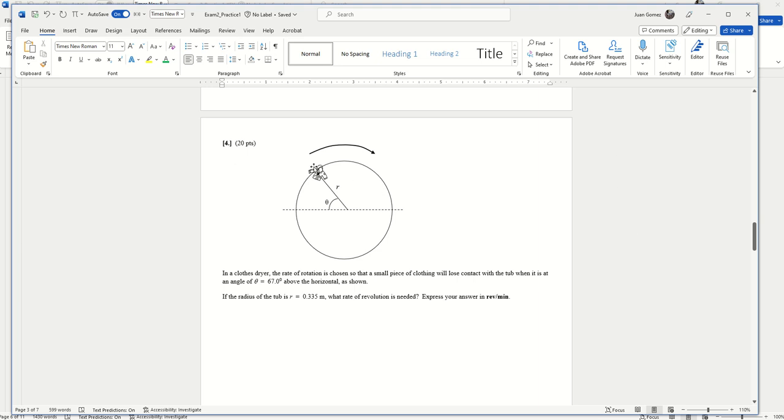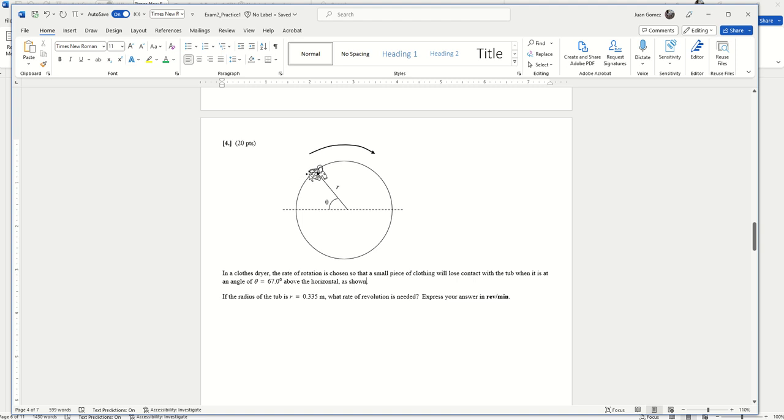Here you have a clothes dryer, okay? And the rate of rotation is chosen so that a small piece of clothing will lose contact with the tub. It will no longer be in contact with the wall of the tub when it reaches an angle of theta equals 67 degrees above the horizontal as shown.